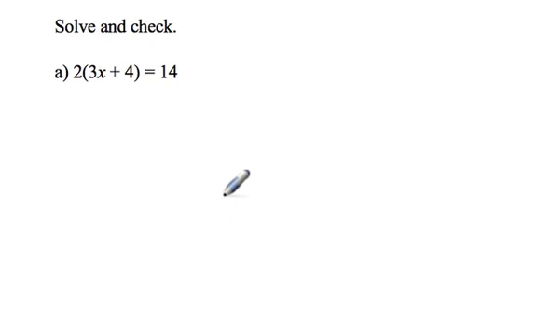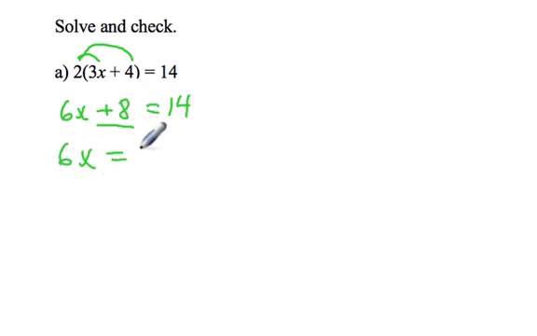Here we have to solve the equation, and then we will have to check the solution. We'll start with expanding. 2 times 3x is 6x. 2 times 4 is plus 8. And on the right side of the equation we have 14. Now we have the separate value, and we are going to subtract it on both sides.